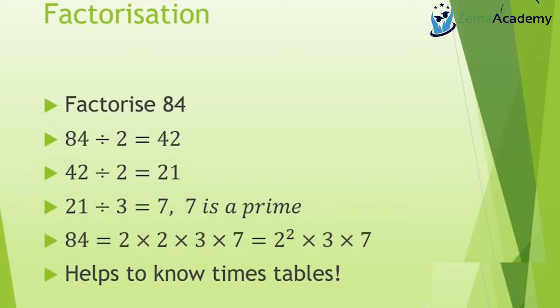So to fully factorize, or prime factorize, 84, what I get is 2 times 2 times 3 times 7, which we can also write as 2 squared times 3 times 7. And it really does help here to know your times tables.